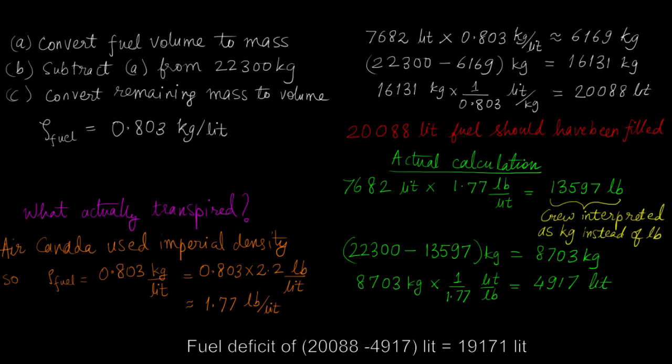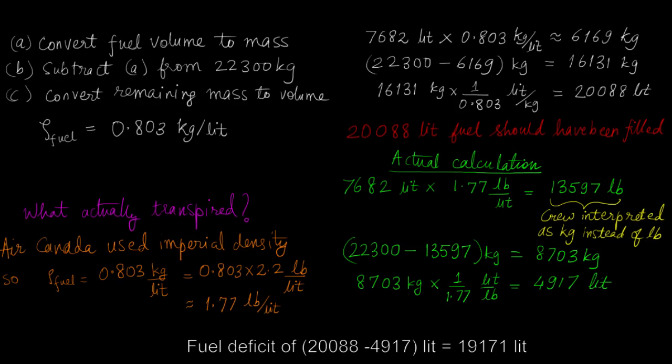Both the pilots calculated the same amount of fuel required because instead of using the actual density of 0.803 kilogram per liter, they used the density as 1.77 kilogram per liter instead of 1.77 pound per liter.